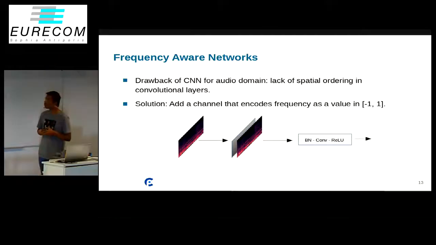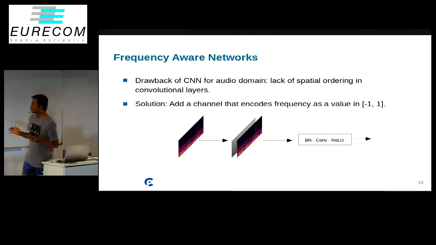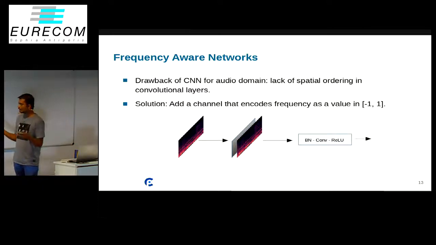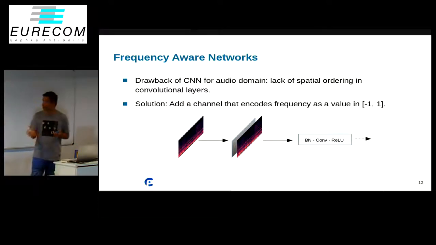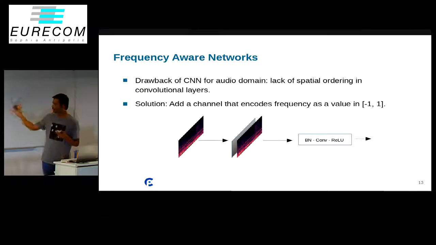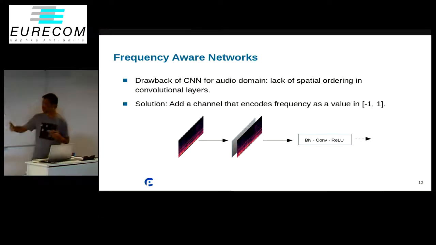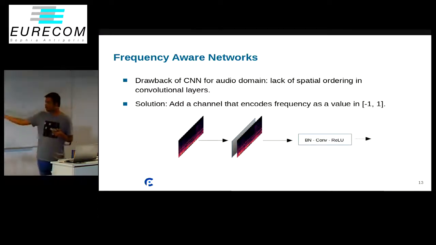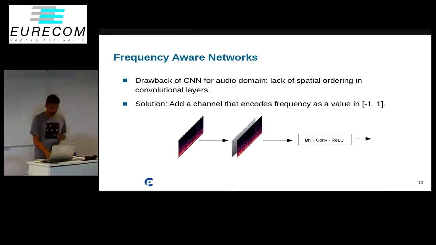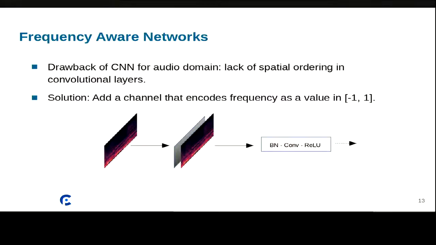Okay, the other thing that we used was frequency-aware networks, which is a very simple concept. So what we do is in every layer we take the input and we pad it with a channel which has values from -1 to 1, where every frequency value has a value between -1 and 1. So it's like a gradient channel, and we do this in every layer. So that improves our performance also.